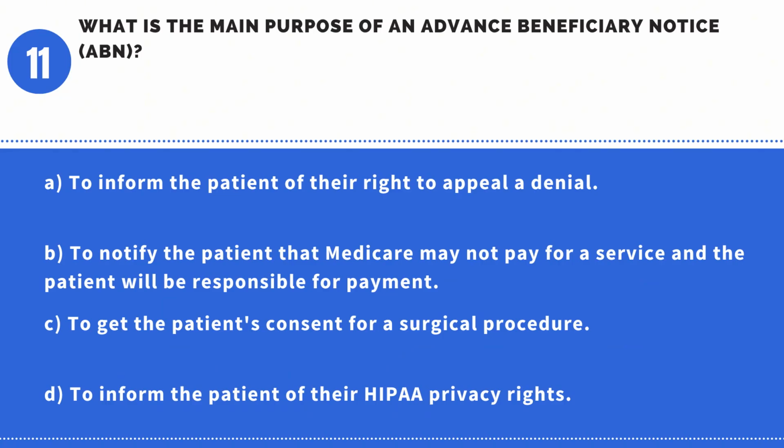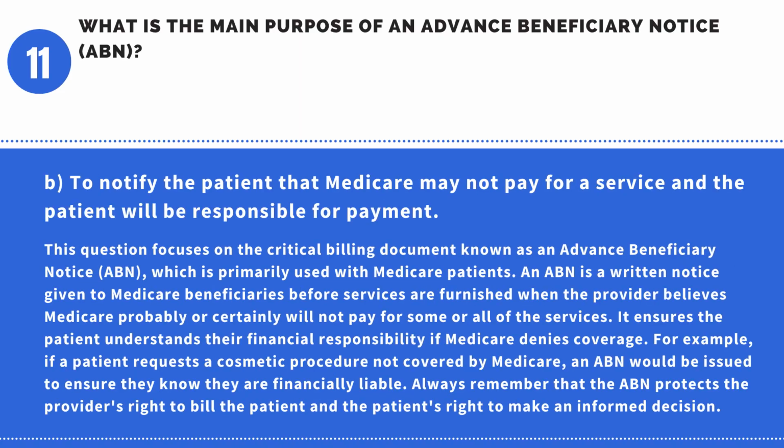Question 11. What is the main purpose of an Advance Beneficiary Notice, ABN? A. To inform the patient of their right to appeal a denial. B. To notify the patient that Medicare may not pay for a service and the patient will be responsible for payment. C. To get the patient's consent for a surgical procedure. D. To inform the patient of their HIPAA privacy rights.